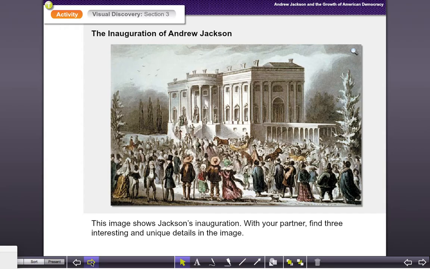Now, you're going to be doing this alone unless you find somebody to work with. But what I want you to do is find some interesting and unique details in this image. See if you can come up with 3 things that this image shows that might tell us something about Andrew Jackson's inauguration.